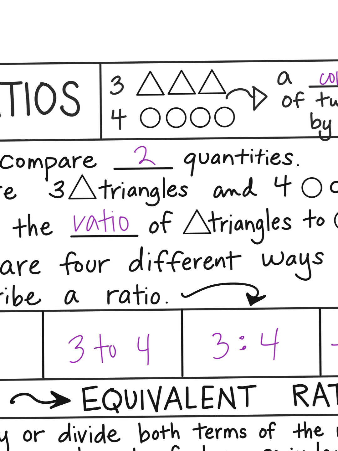3 triangles. Uh-oh, I spelled that wrong. Triangles. You're going to write it out in words, because this is how it'll look: 3 triangles to 4 circles. So it may be written out with the label attached to it, triangles to circles. It might just say 3 to 4. It might say 3 colon 4, which we still read as 3 to 4. Or it could be written as a fraction.